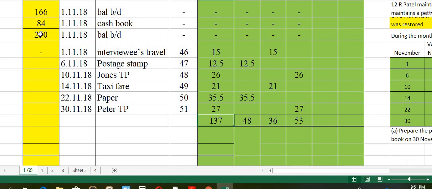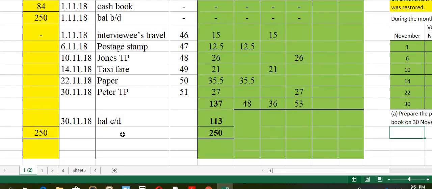Now you can see on the debit side you get 250 and on the credit side you get 137. It's very clear that the debit side is greater, so bring it to the total. Now from 250 you take away 137. That gives a balance of 113. End of month date, and then you write it as balance carried down. Now you take it to the opposite side.